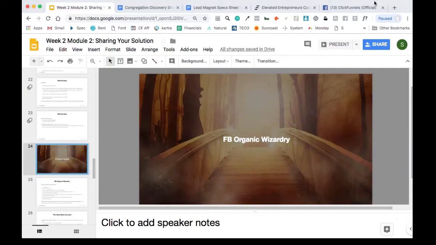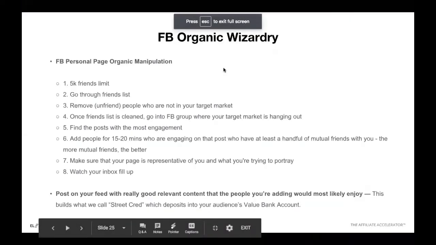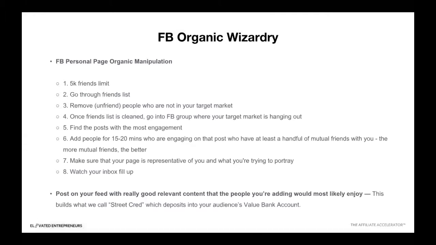Now, Facebook organic. We're going to start diving right into Facebook. So basically, guys, what you're going to do here is manipulate your Facebook personal page. Really, the concept here is you've got a 5K friend limit. You can go through your friends and remove the people that aren't in your target market, aka they're not going to be able to be helped by your lead magnet.